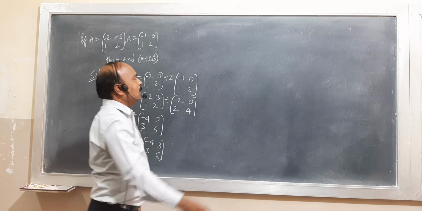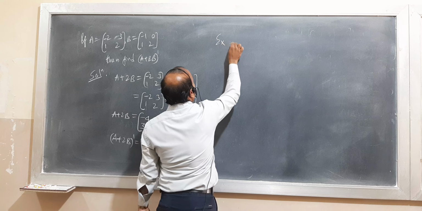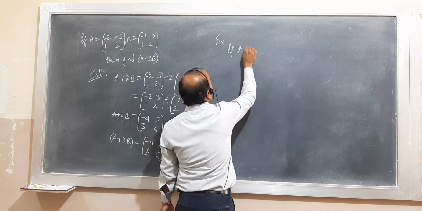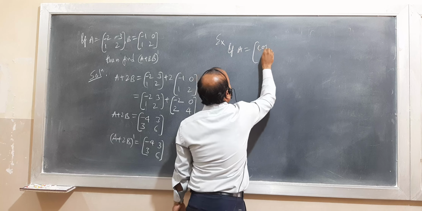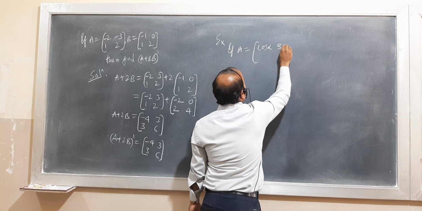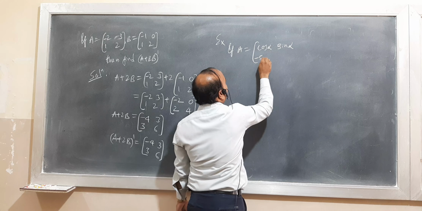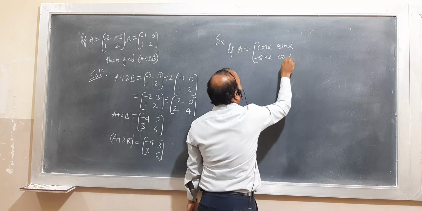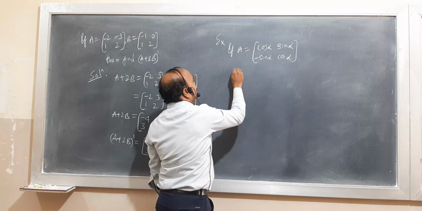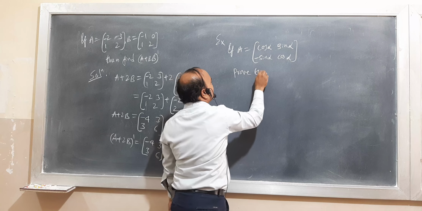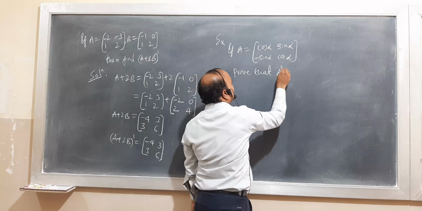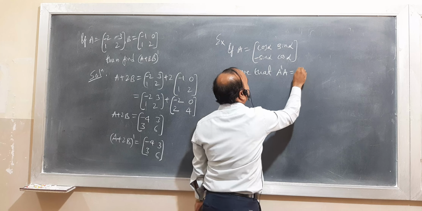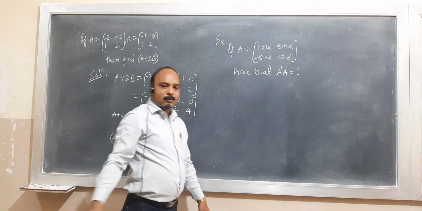Next we go for another example. If A equal to [cos alpha, sin alpha; -sin alpha, cos alpha], prove that A'A equal to I.